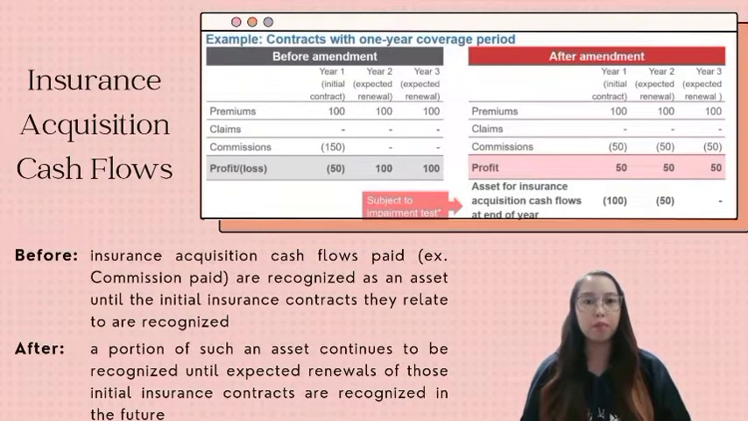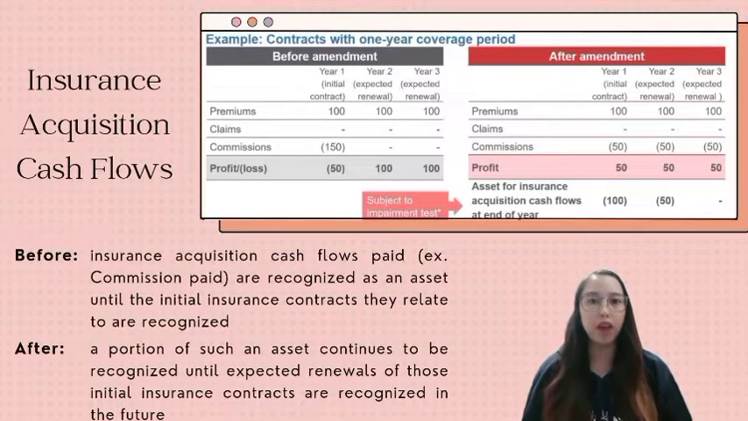So before po nung amendments, IFRS 17, nire-require po niya si entity na i-allocate yung full amount ng commission only to the group that will include the initial contracts. As in po, sa example, yung full commission na 150, dun lang po siya naka-allocate sa year 1 sa initial contract and nag-result po siya ng loss na 50 sa year 1.